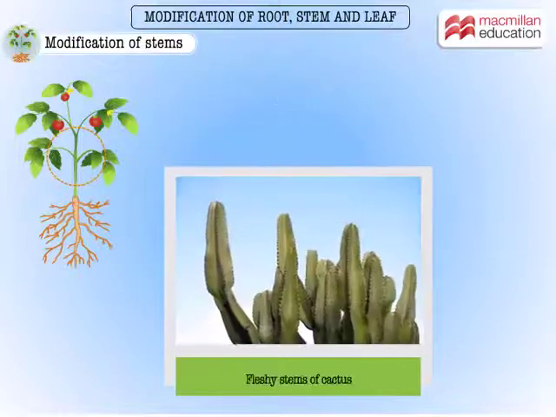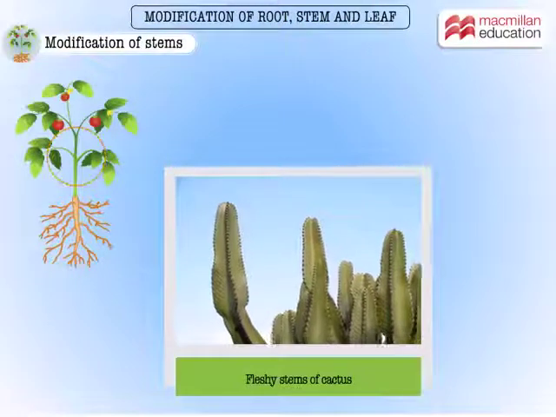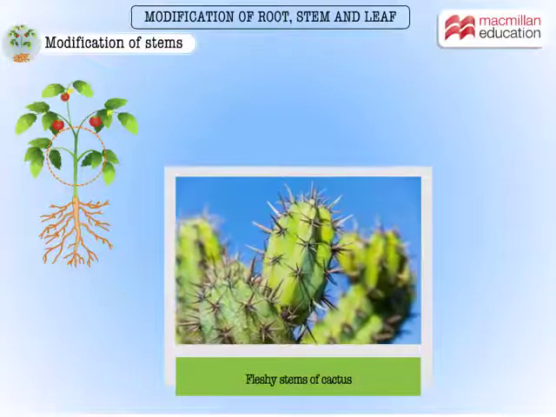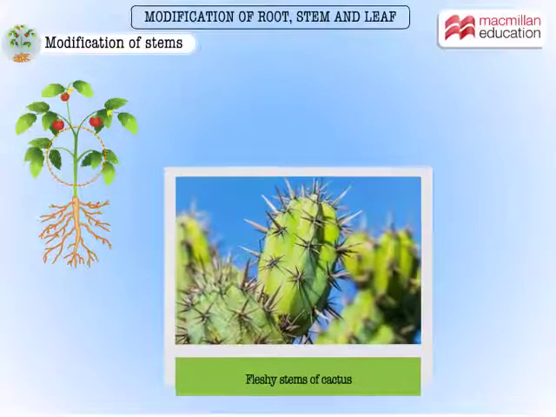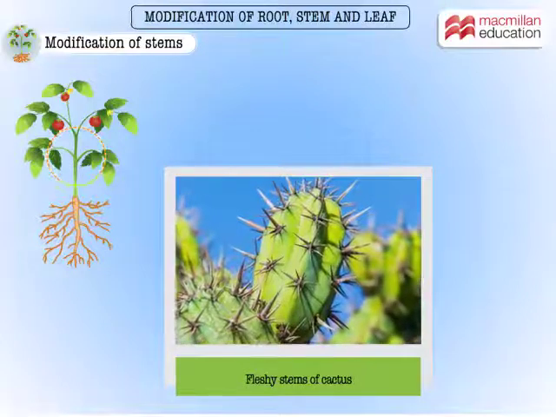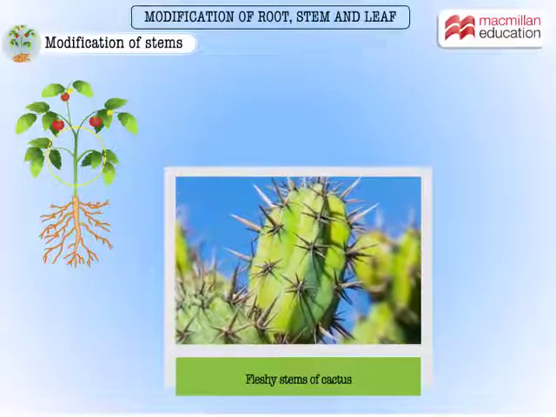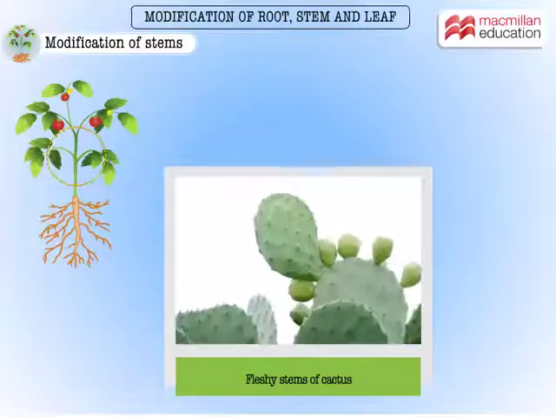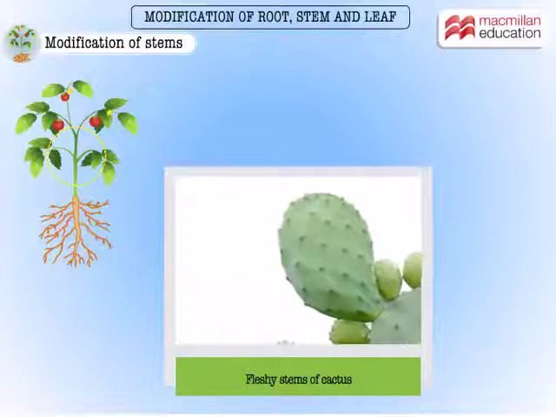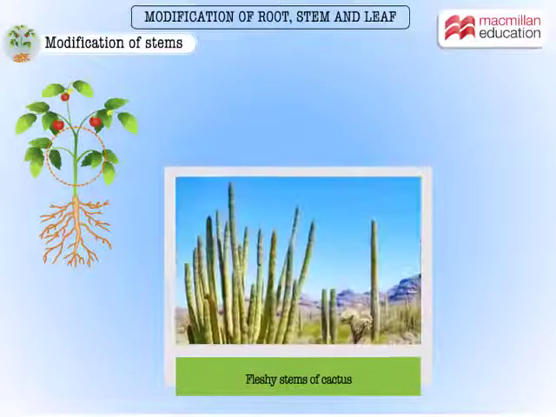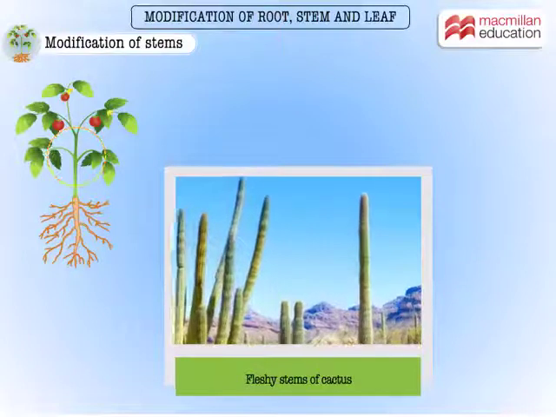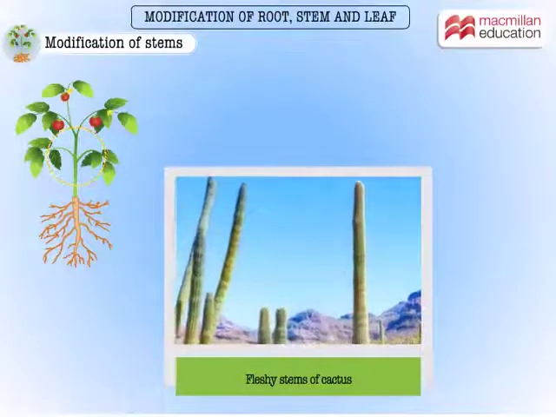Can you guess where the stem of this cactus plant is? Yes, the green part, which can be easily mistaken for a leaf, is actually a stem. It has nodes and spines. The thick green stem stores a lot of water. These stems are modified to prepare food. This modification helps the plant to survive in dry desert conditions.